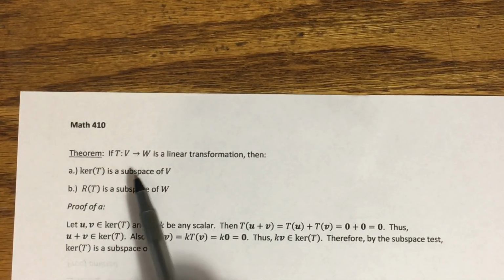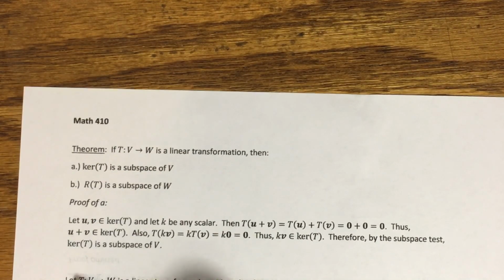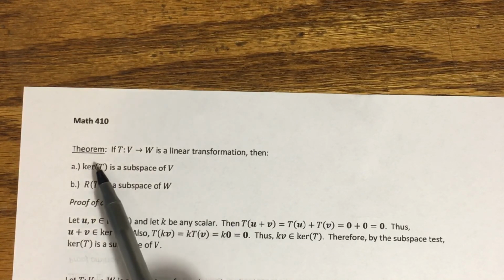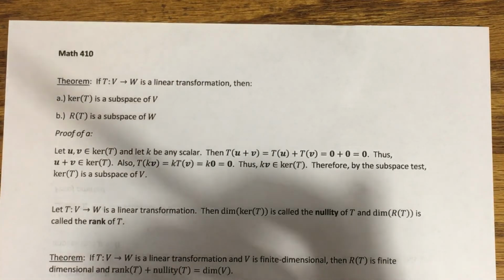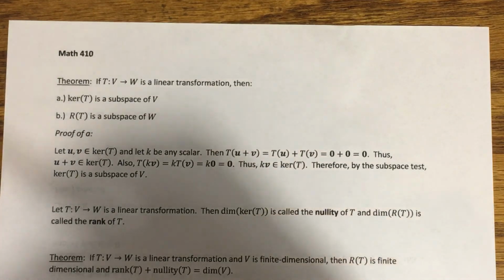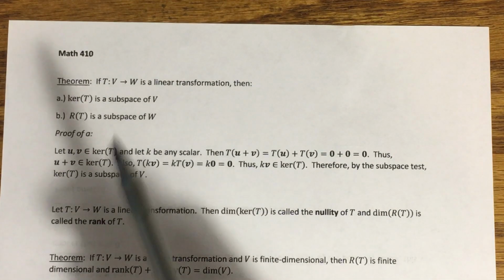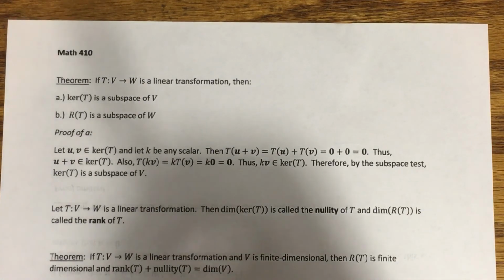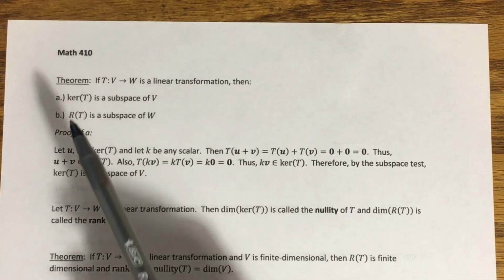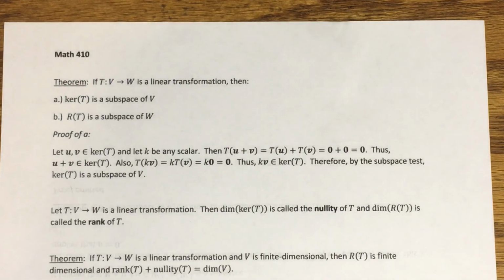Now, because we've established that the kernel is a subspace of V, and we didn't prove this, but you can look in your book, the proof is there, the range of T is a subspace of W. These two sets are vector spaces. That's what subspaces are: subsets of a larger vector space that happen to be vector spaces in their own right. So that would mean that if V and W are finite dimensional, then each of these is going to have a finite dimension as well.